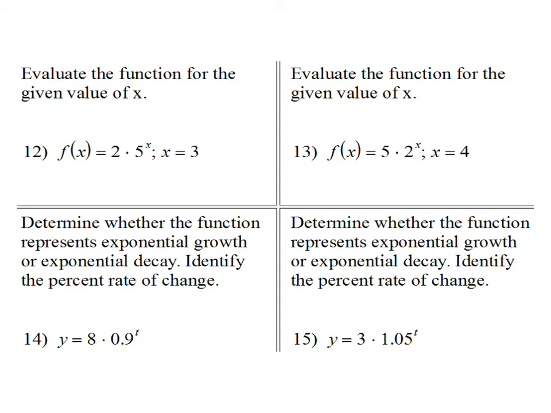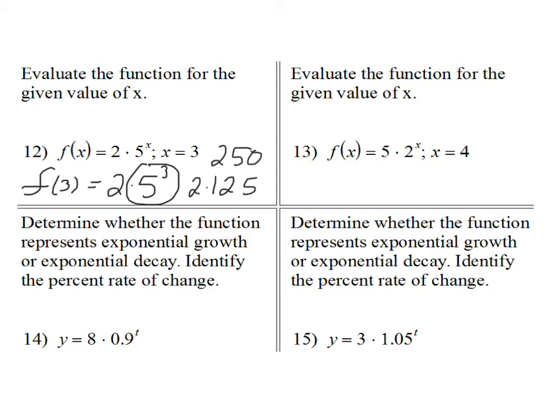Alright, here they ask to evaluate. So this is an exponential function. So we want to evaluate this when x equals 3. Remember, that just means f of 3 is equal to 2 times 5 to the third power. So based on order of operations, we do 5 to the third, and that's 125. Then we have to take that times 2. So my answer is 250.